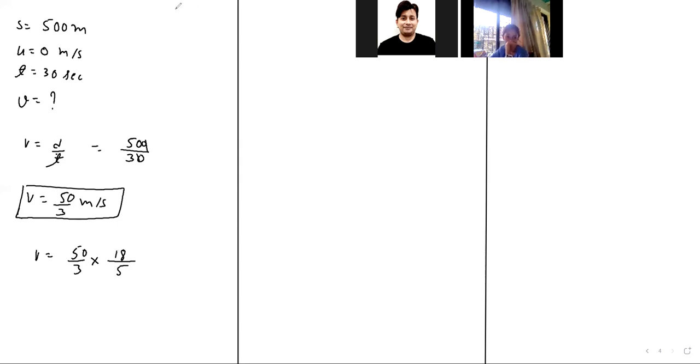Because when we convert from kilometer per hour, we multiply by 5 by 18 to convert it into meter per second. In order to convert from meter per second to kilometer per hour, it will be 18 by 5.